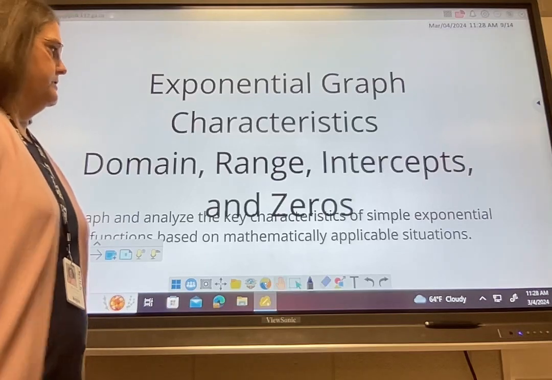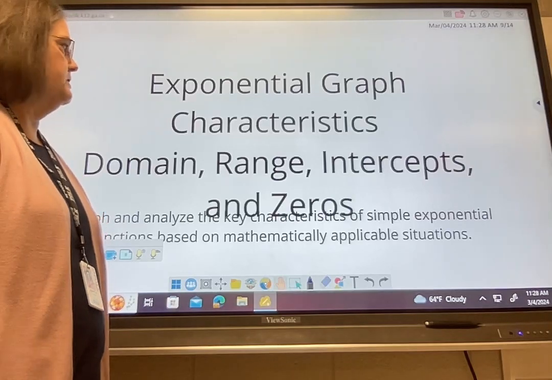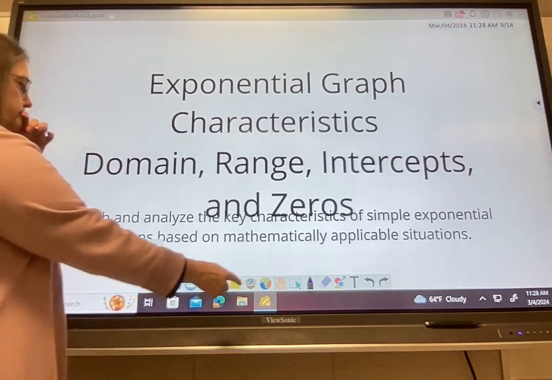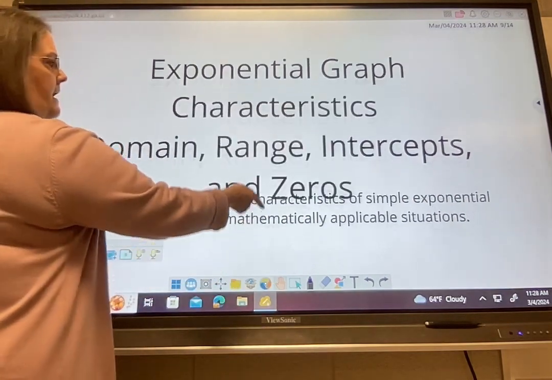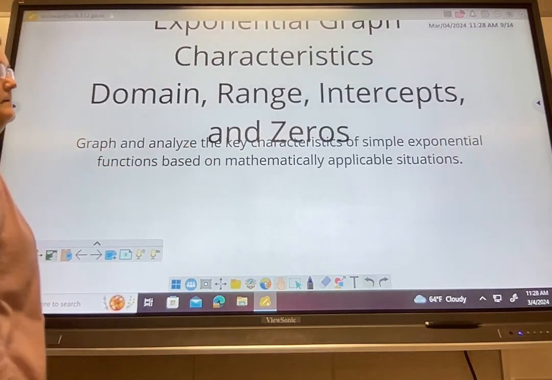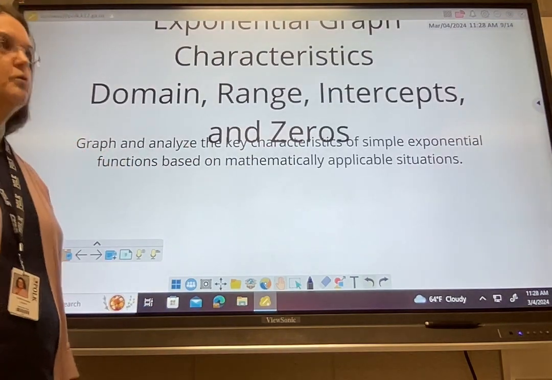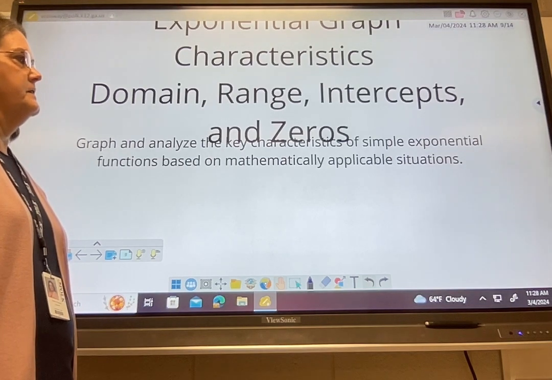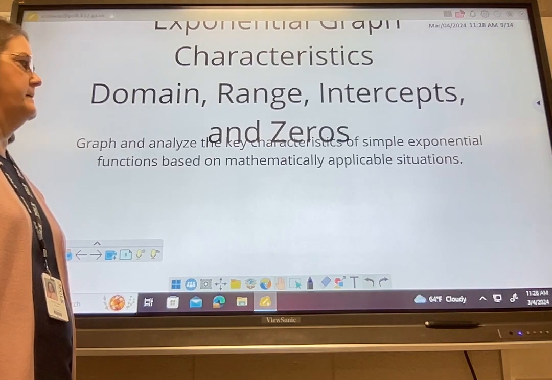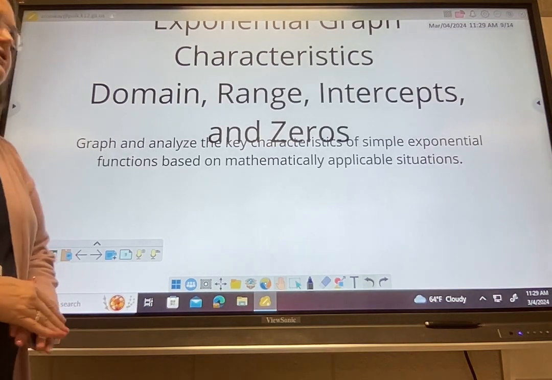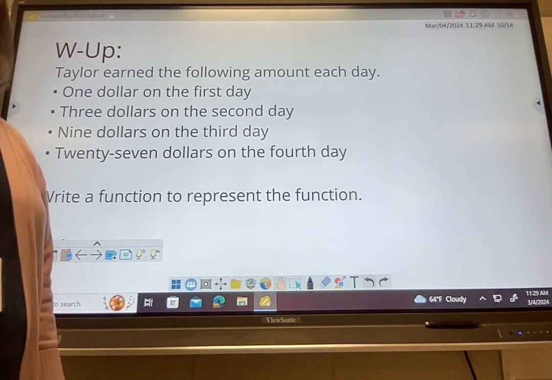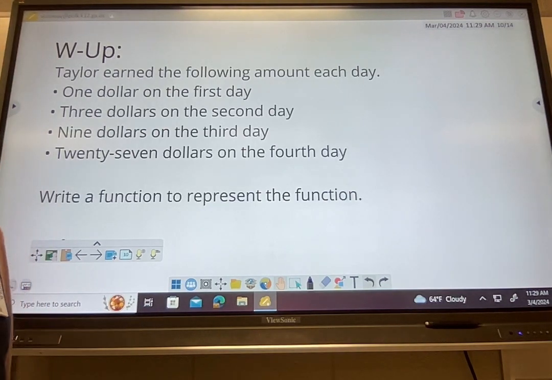Today's graph characteristics for the exponential function are going to be domain, range, intercepts, and zeros. What I have typed underneath here, that the ViewSonic board again did not import very well, says graph and analyze the key characteristics of simple exponential functions based on mathematically applicable situations. So you're going to see a bunch of mathematically applicable situations today in my notes.